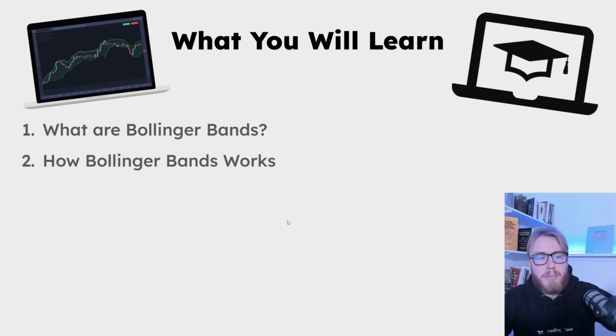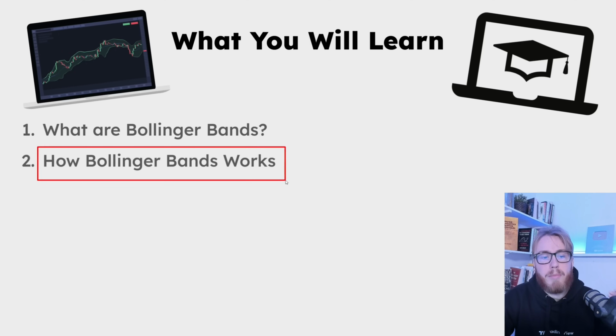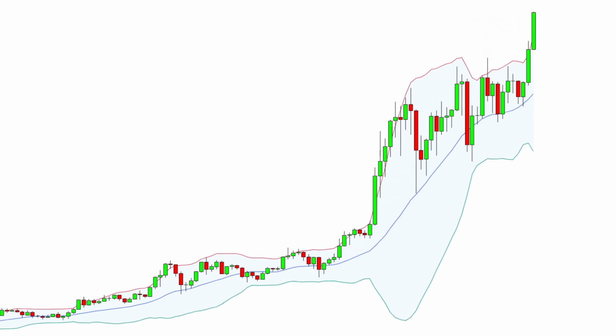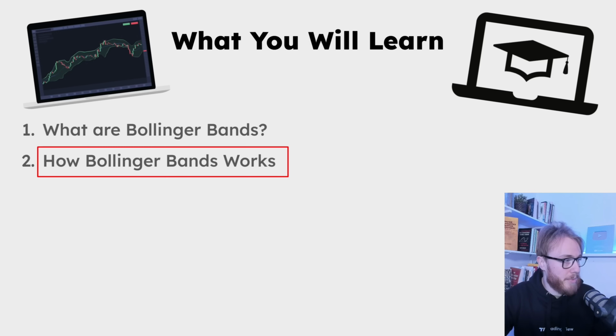Next, I want to move on to how Bollinger Bands work. This chapter is where we dive a little bit more into detail on how the Bollinger Bands work, because as with pretty much any indicator, I really recommend that if you want to use an indicator, you at least understand the basics of how it works. So chapter 2 is a very important follow-up to chapter 1.